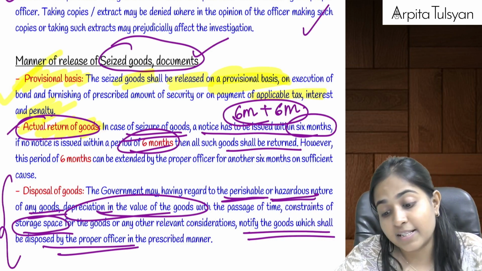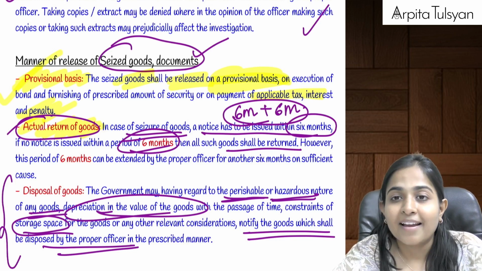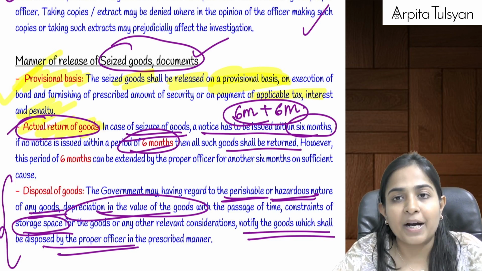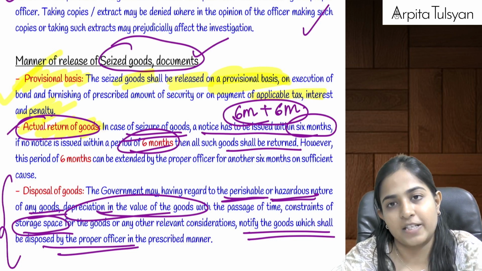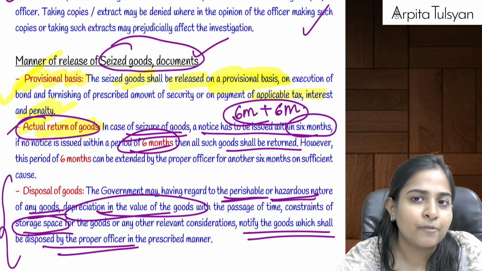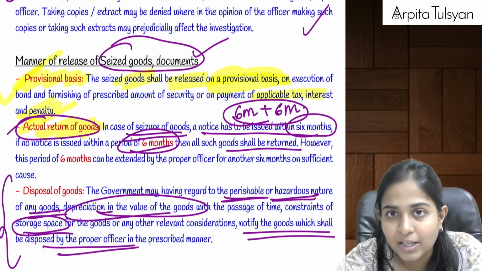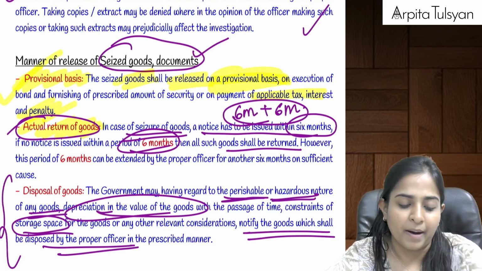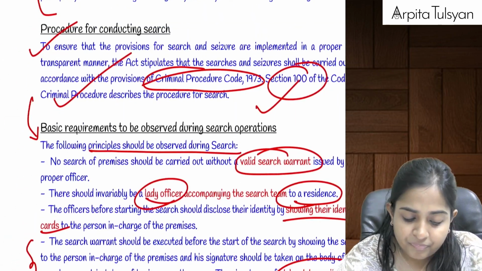Now after selling it off, who will get the money? Obviously, the money will be with the department if the goods are liable for confiscation. If the goods are not liable for confiscation, it should be returned back to that particular assessee. Then the money will be passed on to the assessee. Are you clear with this?